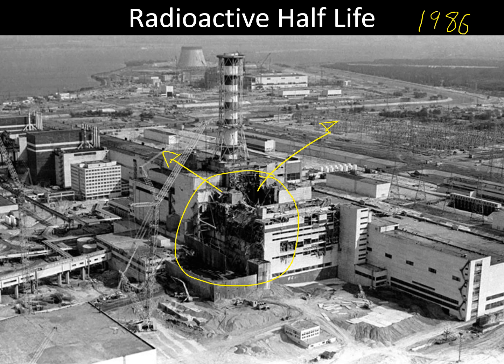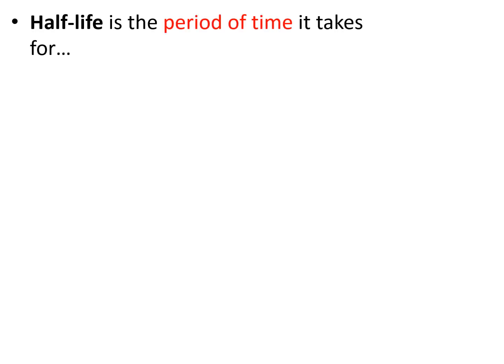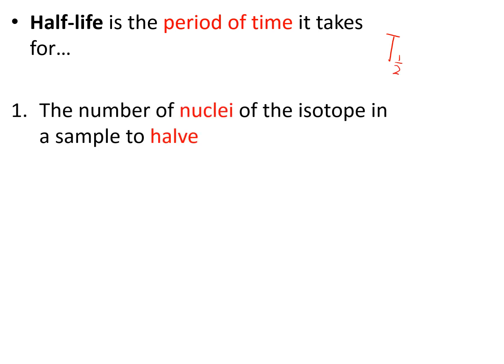It was so dangerous, in fact, and the half-life of the materials is so long that it won't be safe for humans to live in for another 20,000 years, which is crazy. So, first of all, what is half-life? Half-life is a period of time. Sometimes you can see it drawn in textbooks as T half, like so. And it's the amount of time it takes for the number of nuclei in a sample to half.